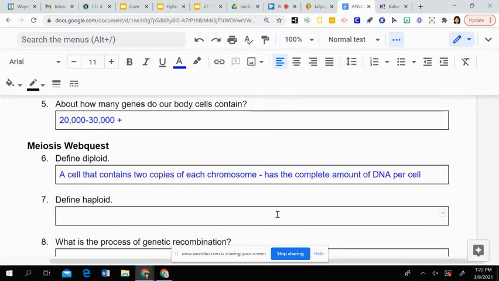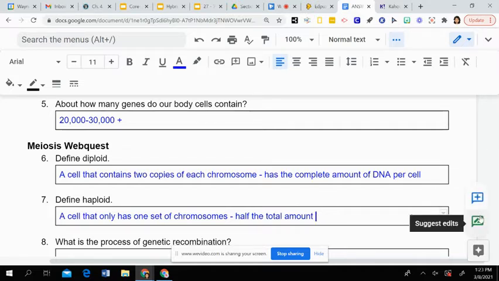Then how about a haploid? Haploid cells. Yep. Okay, a cell that only has one set of chromosomes. So that's half the total amount. Your reproductive cells, so like sperm cells and egg cells, are haploid cells because you get half of it from mom, half of it from dad. When it combines, it creates that full organism.